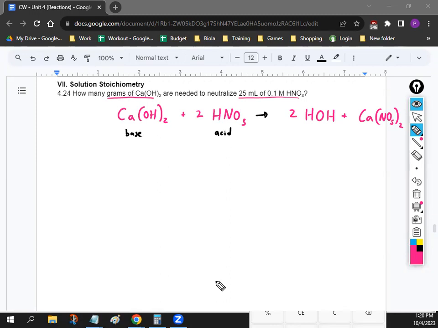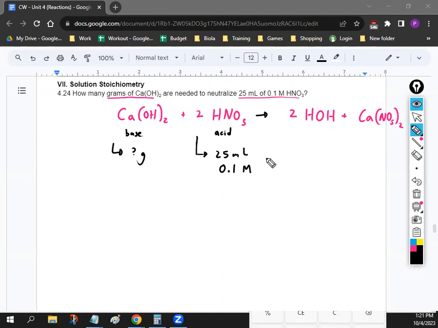What we want to do is start with HNO3, because that's the one we have all the numbers for. The problem tells us we have 25 mils of HNO3 and the molarity is 0.1 molarity. What you want to end up with is grams of Ca(OH)2. Does the premise make sense?